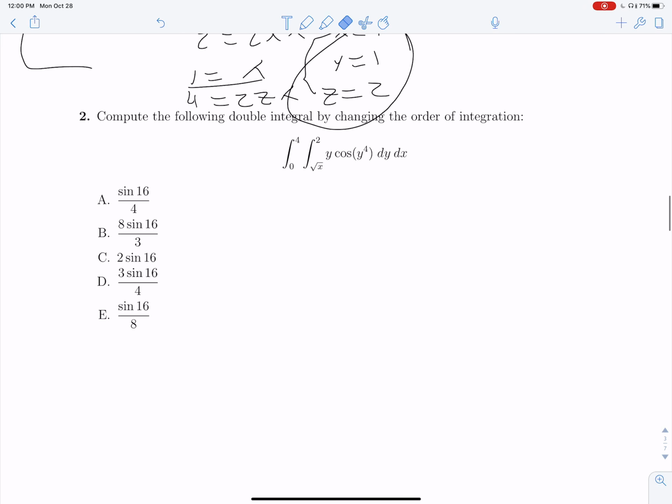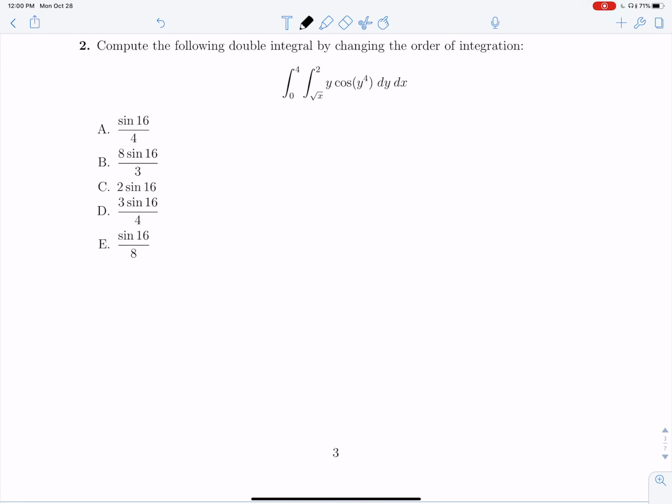Okay, I'm going to make a little room here so it's not in the way. We've got a double integral, changing the order of integration. First off, every time we need to make our inequalities. So root x is less than or equal to y is less than or equal to 2, and 0 is less than or equal to x is less than or equal to 2.